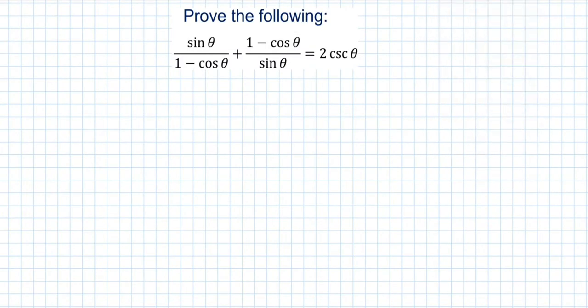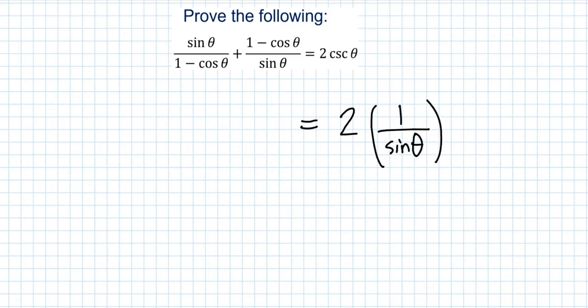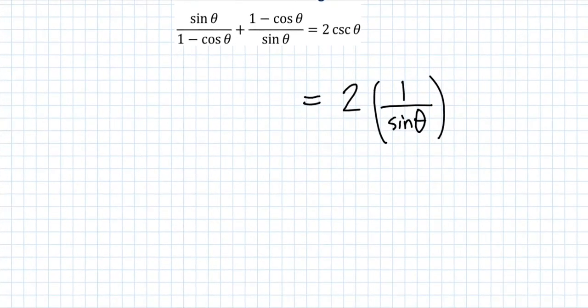Not going to touch the left side right now. I'm just simply going to make that substitution. So we have 2, and then we have 1 over sine theta. Okay, great. Now, let's talk about this side.